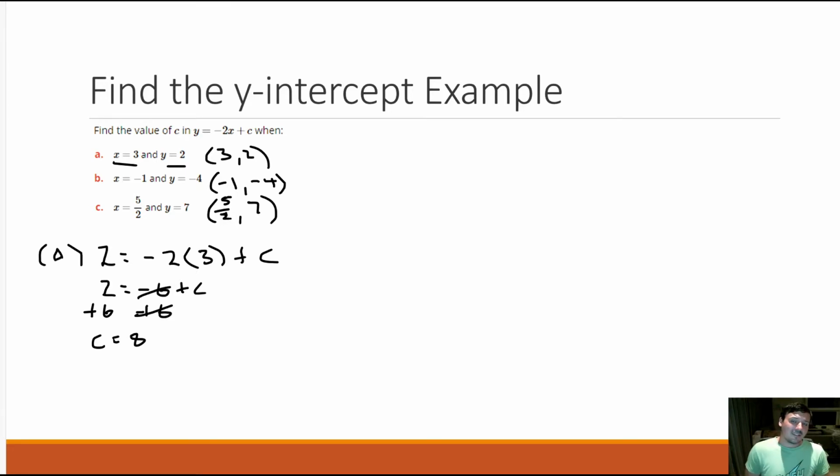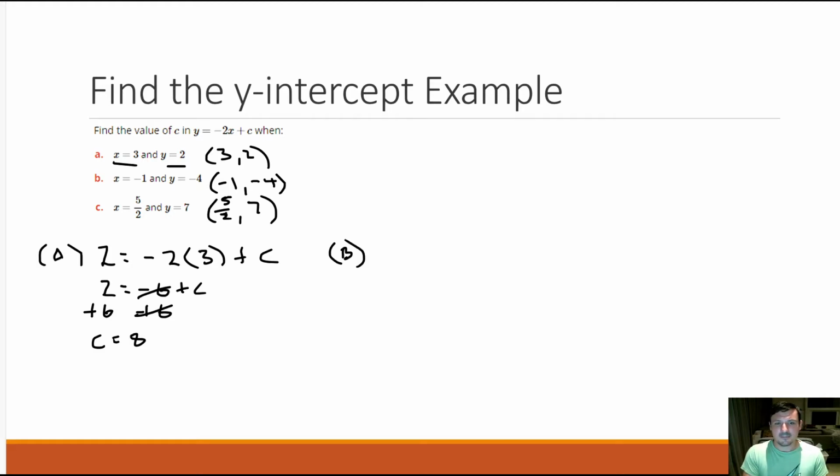Important thing to note: the C value is not the same as the Y value, okay? So don't get confused between those two. The Y coordinate is any one along the line. The C value is a particular Y value on the line, which is our y-intercept. So make sure you know the difference between those two things.